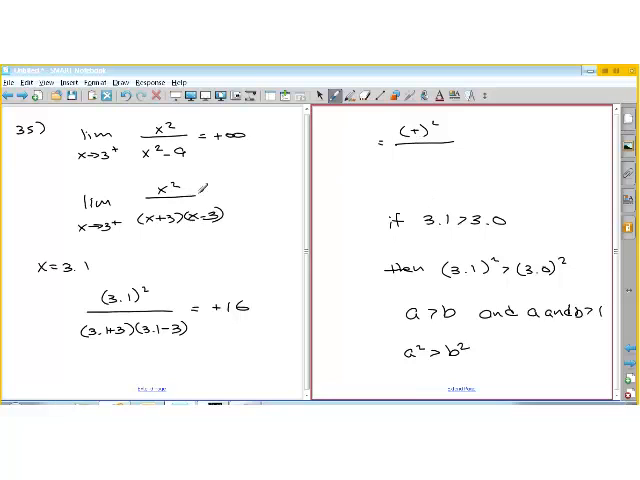Okay, so this squared minus that squared is going to be positive, because this is going to be bigger than that. And so you have positive squared, which is positive, and positive divided by positive is positive, and therefore the answer is positive infinity, which again matches up with what we got on the other side.